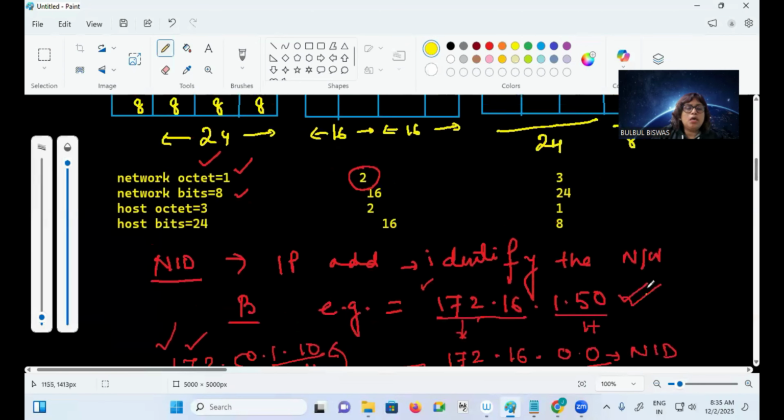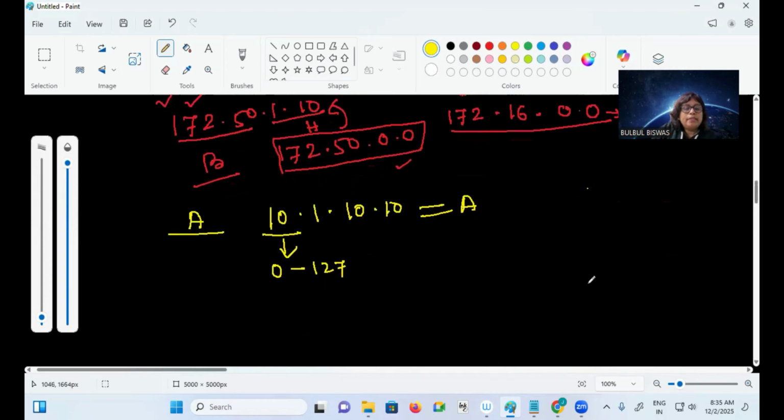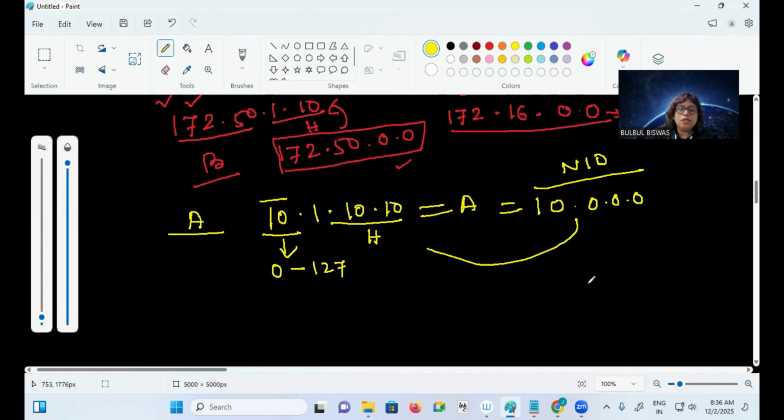Now you see over here for class A, how many octets are reserved for my network? Only one octet. That means this is my network and these three are my host. So what we will do? We will not change the network. Keep it as it is, and you put 0 in all the host octets. So this resultant IP is the NID of this host.